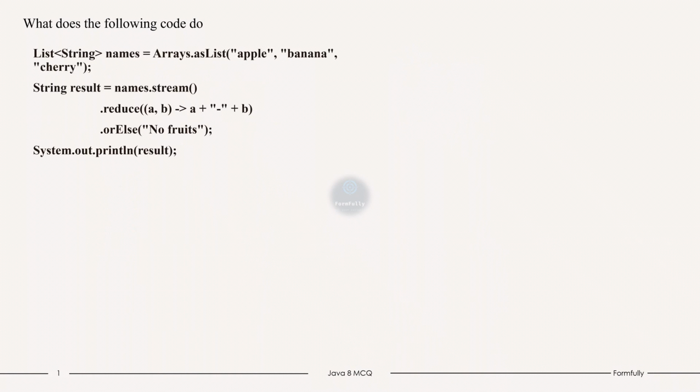Moving towards the next question. Here are the outputs. You can analyze the code and come up with the output. So let's break down the code step by step. First is creating a list of fruit names. We use Arrays.asList to create a list of strings. This contains the elements apple, banana and cherry. This is a straightforward initialization of a list of fruit names.